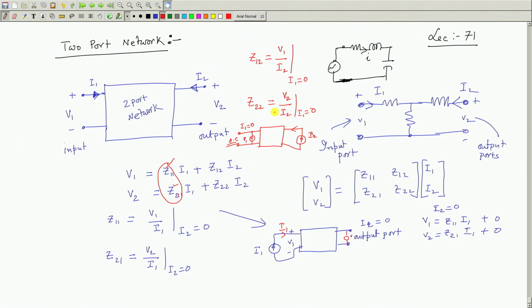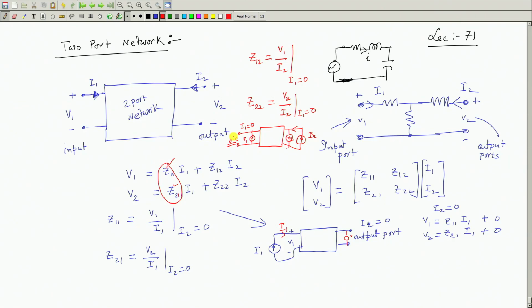And what will be Z22? Z22 will be, with primary open circuited, I 1 equal to 0, you must specify. This is Z22, V 2 by I 2 with I 1 equal to 0. So, the primary, that is the input port, is open circuited. I have excited with I 2, then I will measure this voltage as well. This voltage will give you what? V 2. So, this voltmeter reading divided by this I 2 will give you Z22 with I 1 equal to 0.